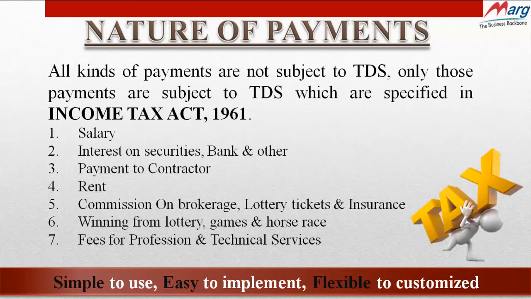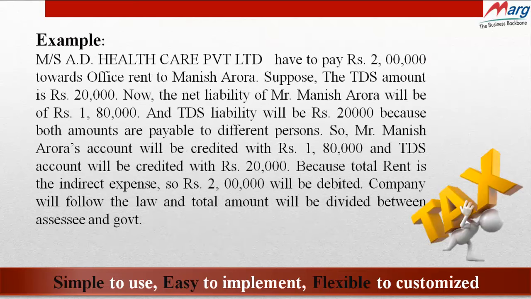We'll learn about TDS in detail through an example. For example, there's a firm, AD Healthcare Private Limited, which pays Manish Arora 2 lakh as his office rent. Now, as we discussed, TDS is charged on rent as well. So suppose 10% TDS is deducted on rent. 10% of 2 lakh is 20,000. So the TDS amount of 20,000 will be paid to the government, and the rest of the amount, that is 1,80,000 rupees, will be paid to Manish Arora. In this way the rent is divided between Manish Arora and the government.